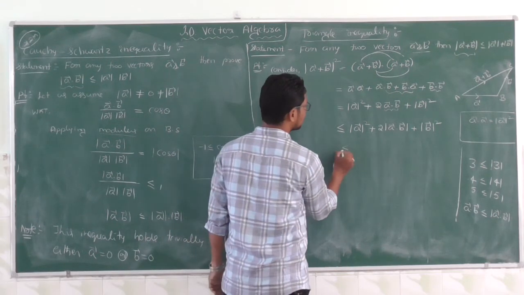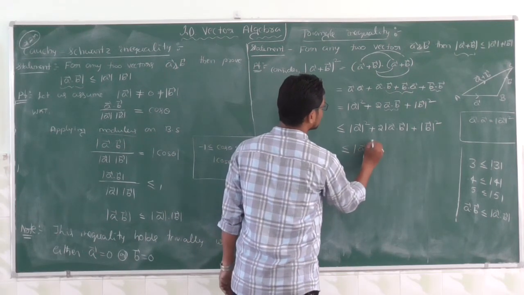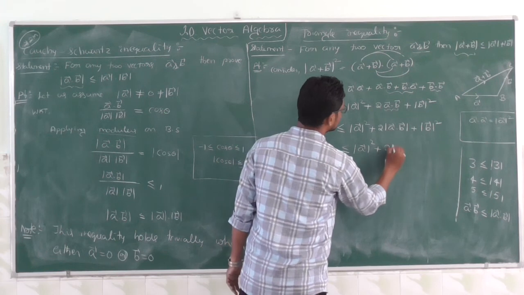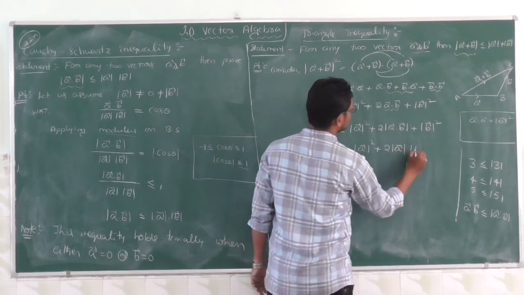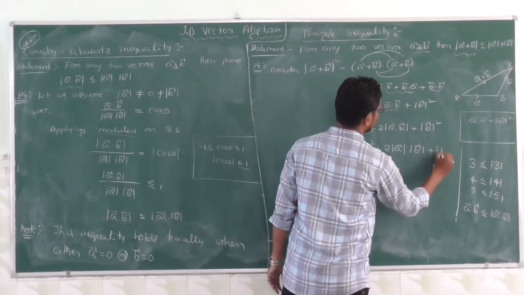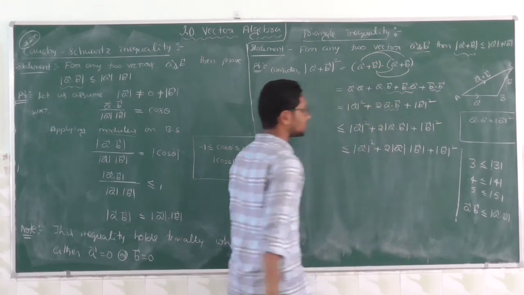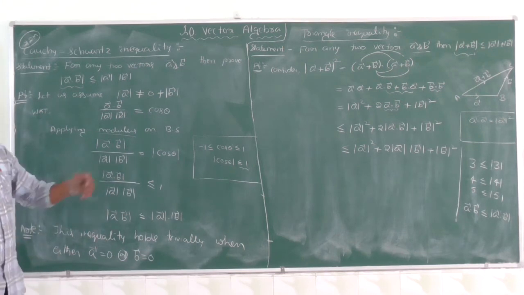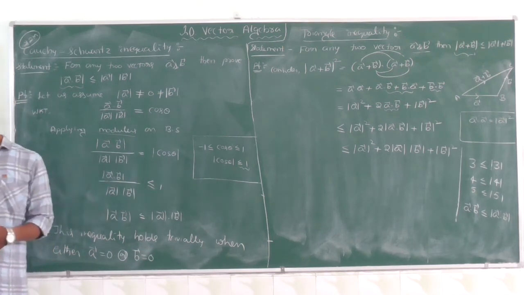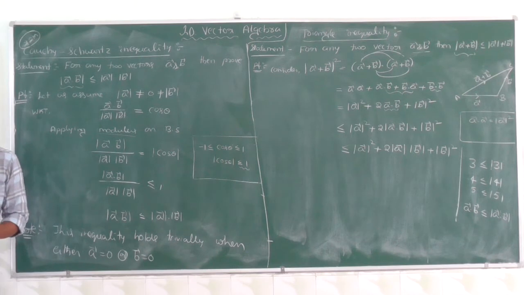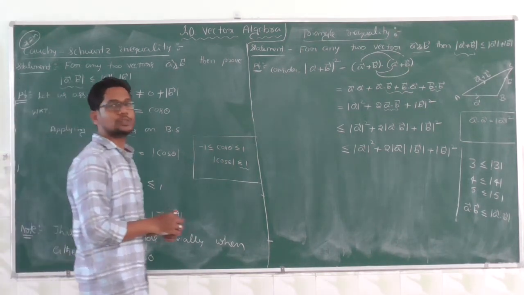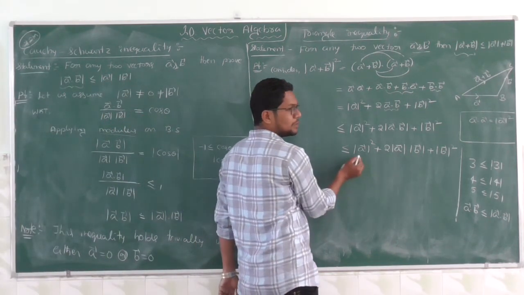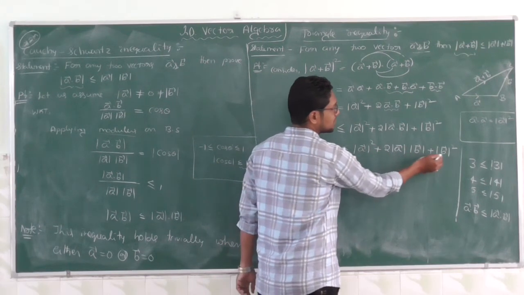which is less than or equals to modulus of a square plus 2 times magnitude a magnitude b plus magnitude of b square. Now just observe, is that in the form of (a plus b) whole square? Yes, it is in the form of a square plus 2ab plus b square.